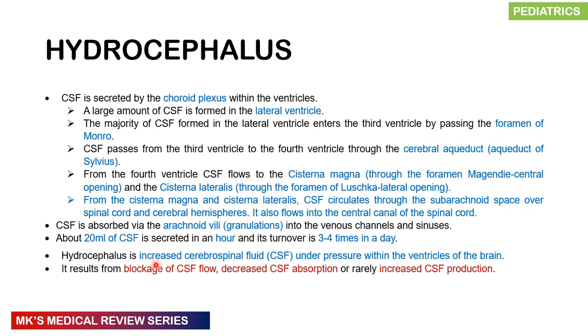So one, it could be that this flow that I've just explained could be blocked in a way such that the CSF now begins to accumulate and pressure begins to increase in the subarachnoid space. Or it can be due to a decrease in absorption, where something is blocking the absorptive capacity and you're not absorbing enough. Or rarely it can be as a result of increase in CSF production. This is attributed mostly to the tumors.